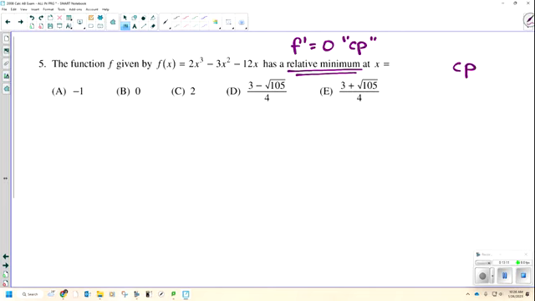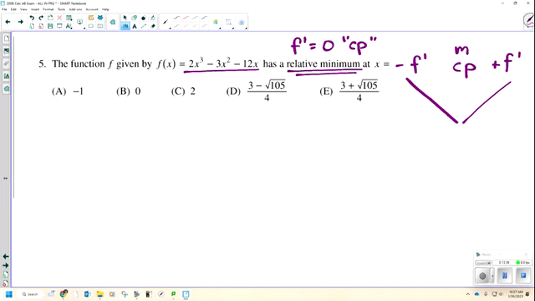If I want a minimum, I want a negative first derivative before my critical point, then I want a positive first derivative after. So my slope goes down and up. That's what I'm looking for. The great thing about this is I don't have to check my endpoints because there's no interval. This is a cubic function. It goes on forever in both directions. There are no endpoints.